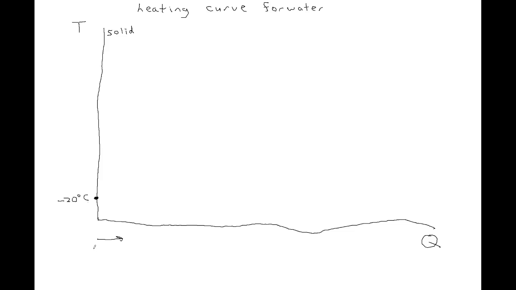Could you repeat that? If we add a little bit of heat to the ice at negative 20 degrees Celsius, how will the ice change? It's going to change to liquid. Now, that would be if we added quite a bit of heat. If we only add a little bit of heat, what will change is that its temperature will rise.